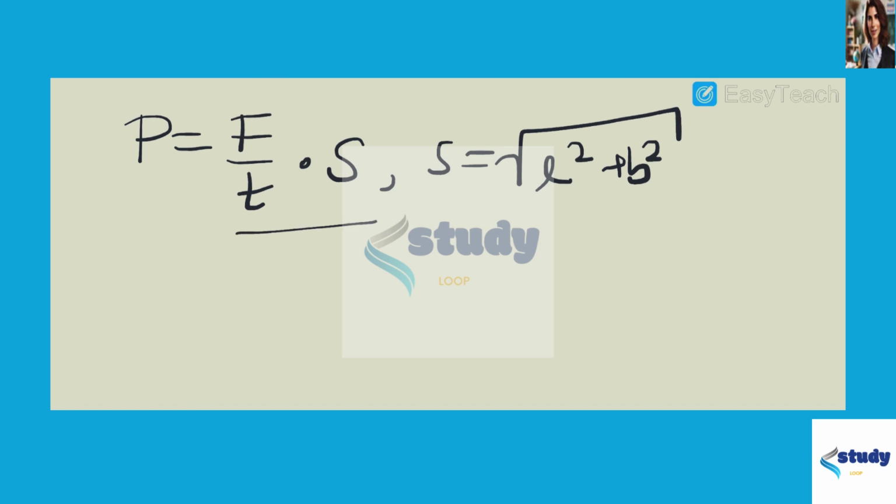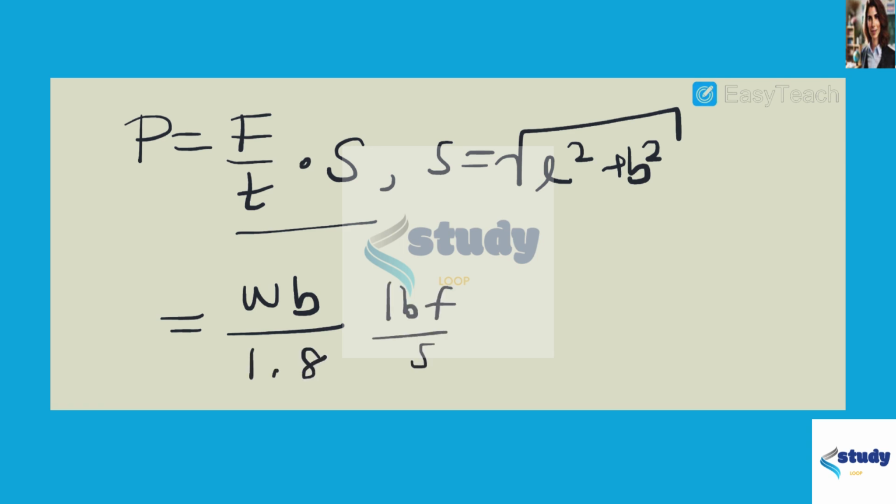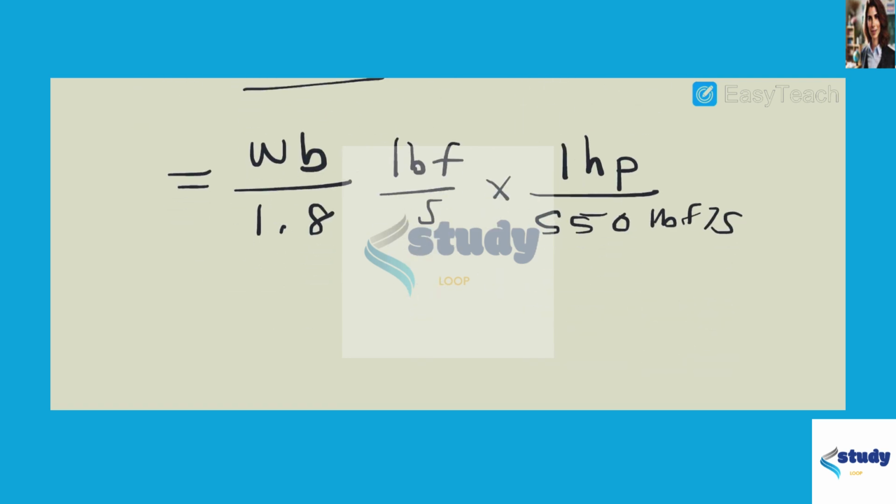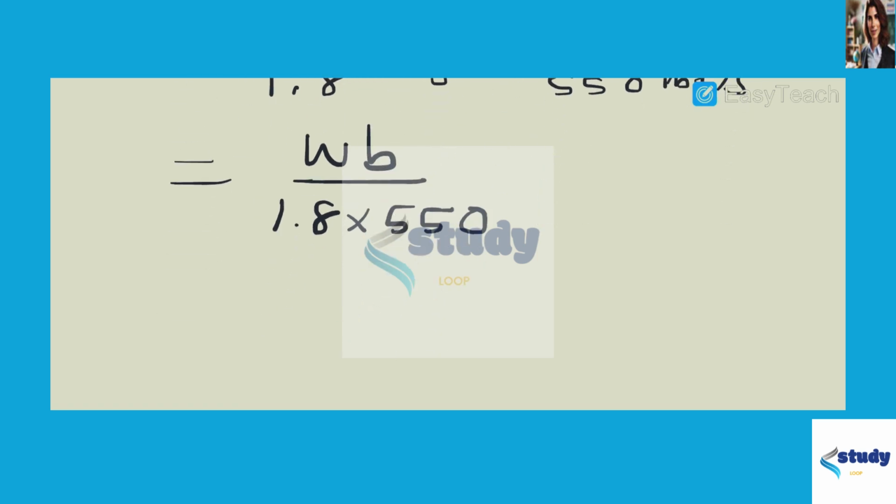And we can go ahead and plug in the quantities that we know for here, so we can go ahead and say that WB over 1.8 pound force per second times 1 horsepower over 550 pound force per second, and that is equal to WB over 1.8 times 550. Now that is our mechanical power.